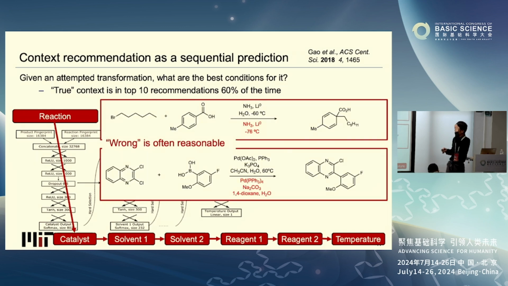And even if the model is not predicting the exact correct reaction conditions, it's usually predicting a similar set of compounds that, when we evaluate them by eye, seem reasonable.